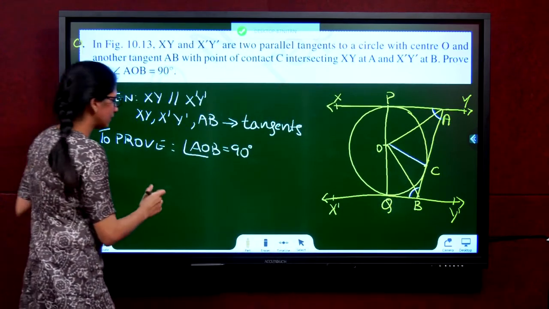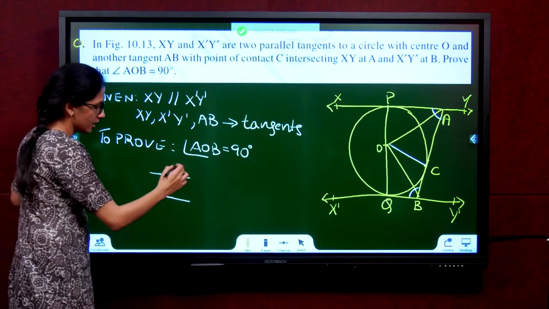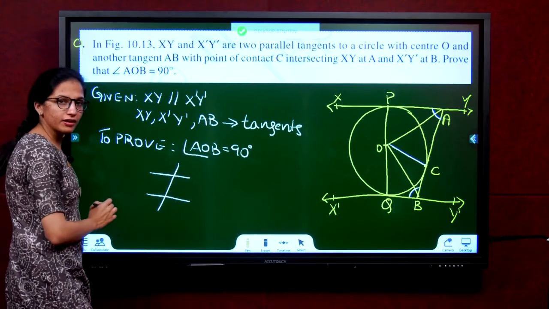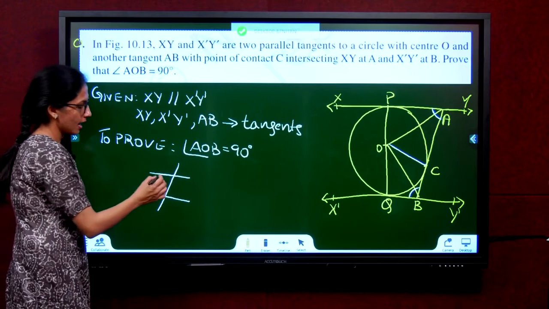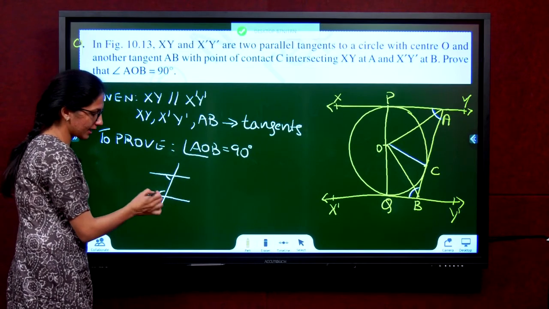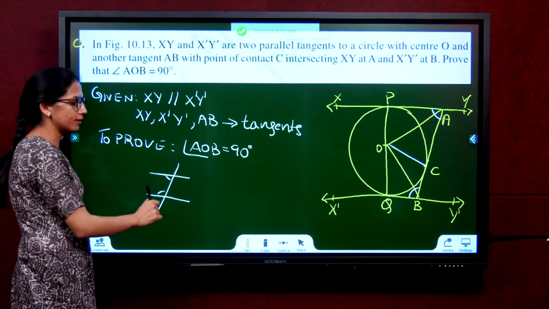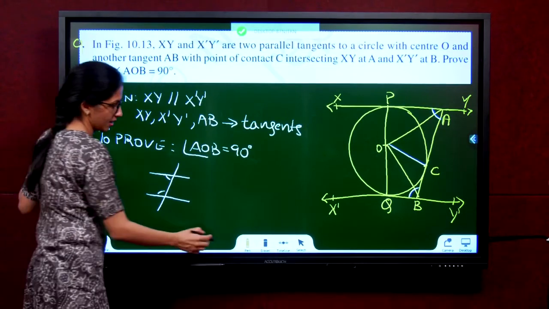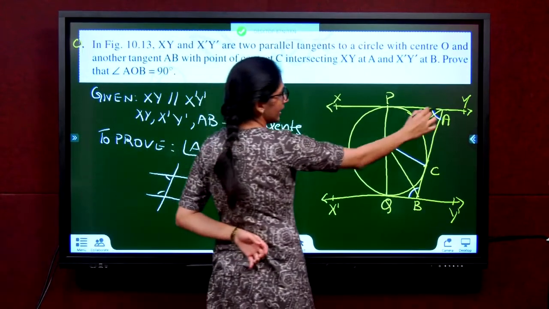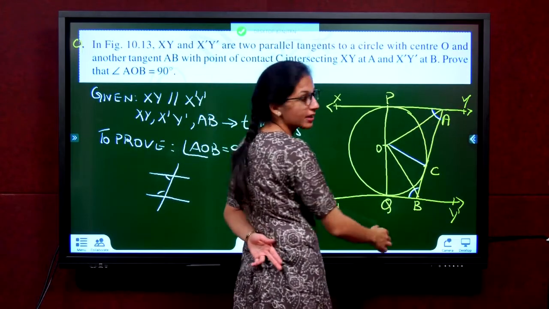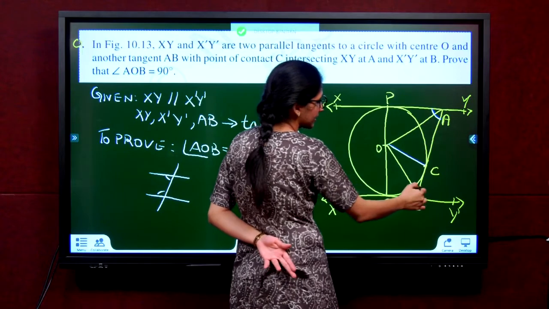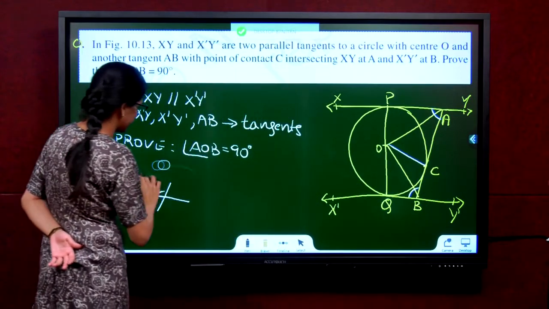Why? We learned it in the previous lecture. If you have two parallel lines and a transversal, co-interior angles sum up to 180. Co-interior angles are supplementary. We did it under the basics. So, XY and X dash Y dash are parallel lines. AB behaves like a transversal. This angle plus this angle sum up to 180.